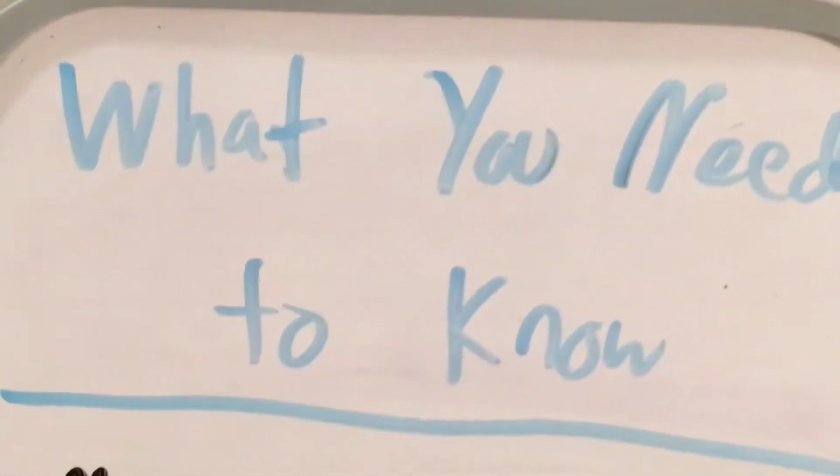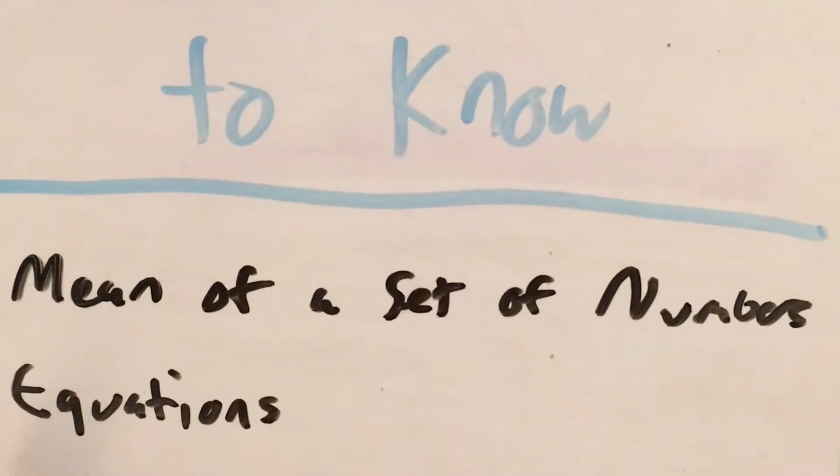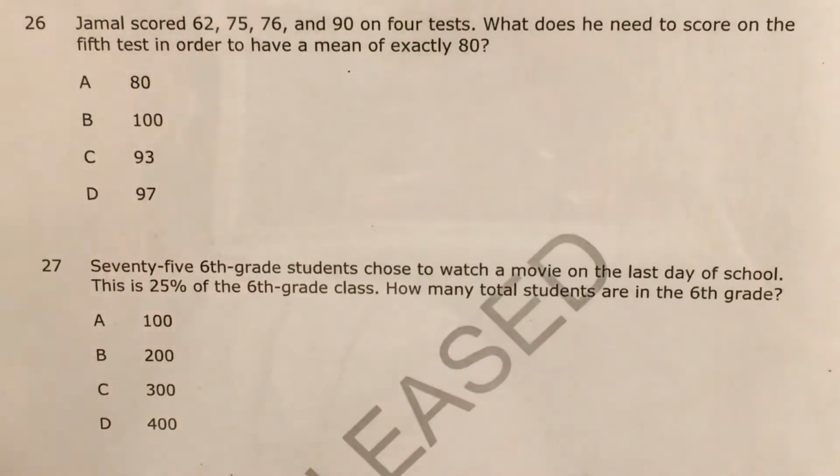So to do well in a question like this, we'll need to know how to find the mean of a set of numbers and also how to use that formula for mean and work backwards a little bit. And we're going to end up using some ideas from equations. All right, so let's get started.